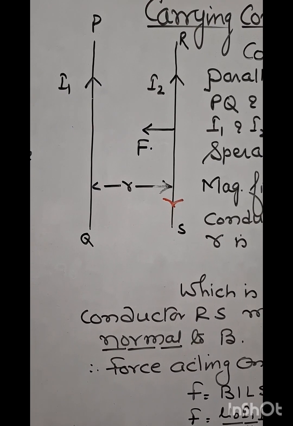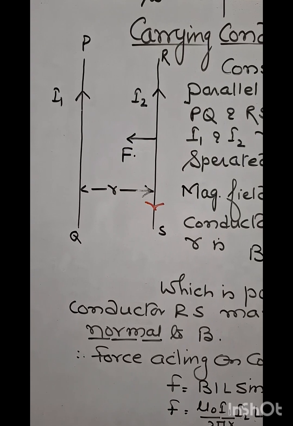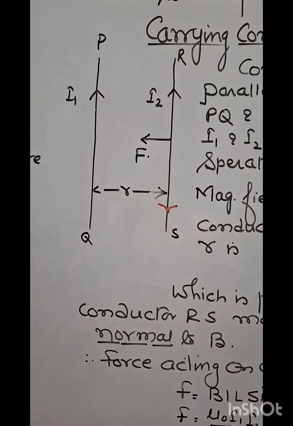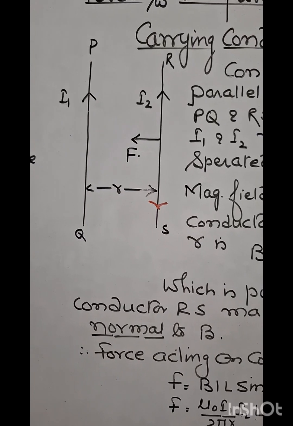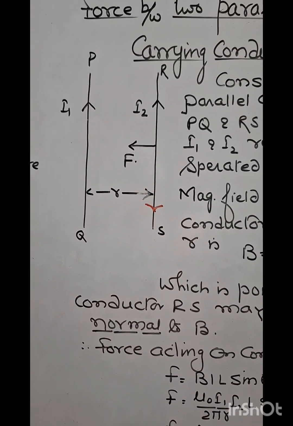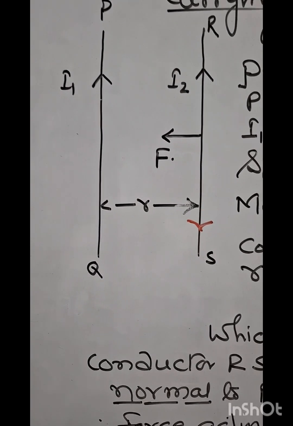The magnetic field due to conductor PQ and the magnetic field produced due to conductor RS will interact with each other and will exert a force. So the force is due to the magnetic field produced by two current carrying conductors.